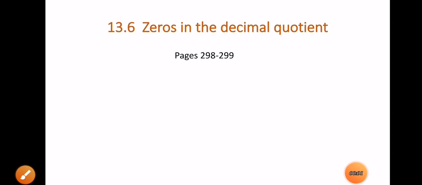Good morning. Today's lesson is zeros in the decimal quotient. Once we hear the word quotient, it reminds us of what? Yes, division. So it means that we have division today. You have the lesson in your textbook, pages 298 and 299.